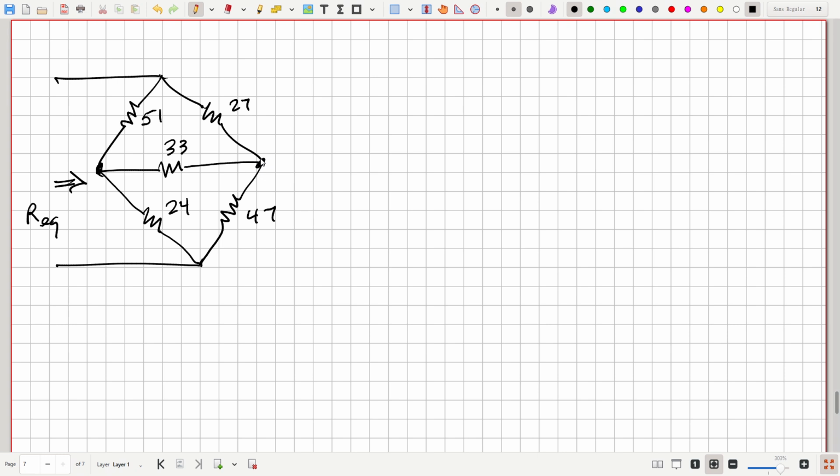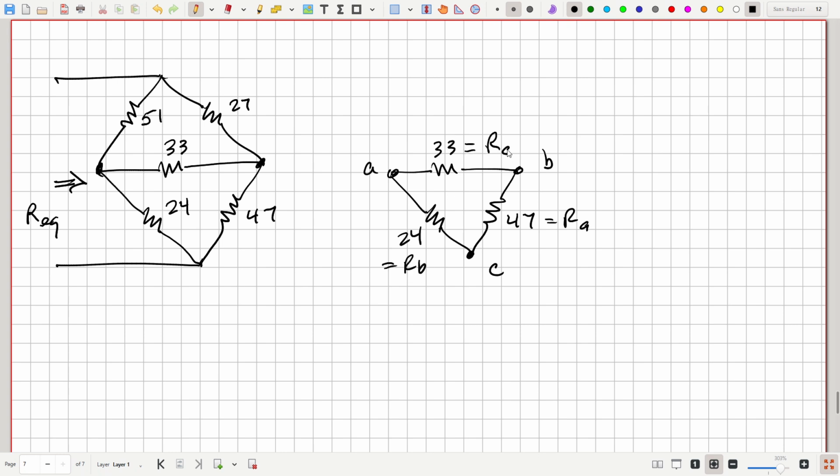Well, it's a planar circuit. Are there any series or parallel combinations? No, there are not. So we must be able to do this with a delta Y. So let's identify the bottom here as a delta. So this will be A, B, and C. 33, 47, 24. This is RA, this is RB, and this is RC.